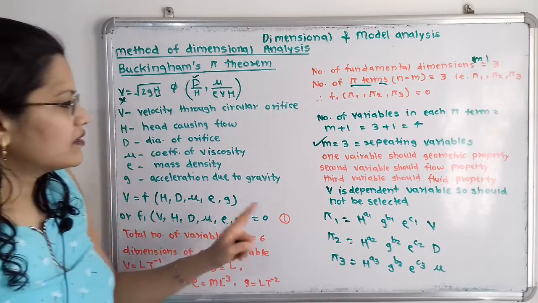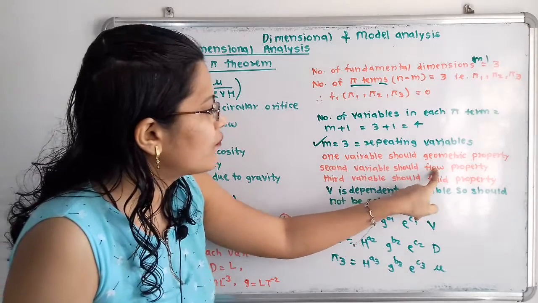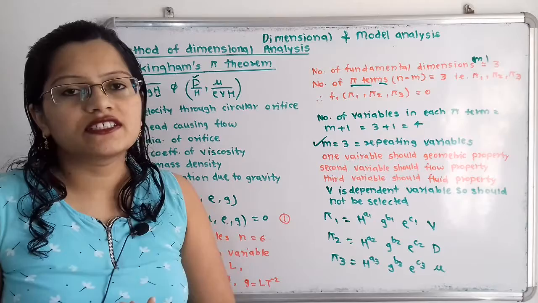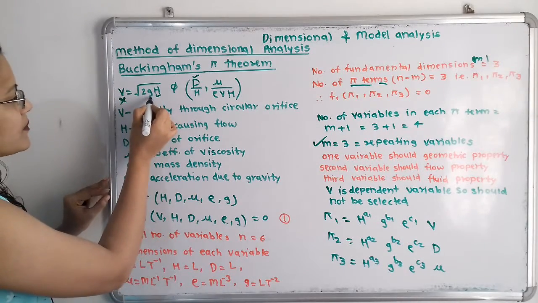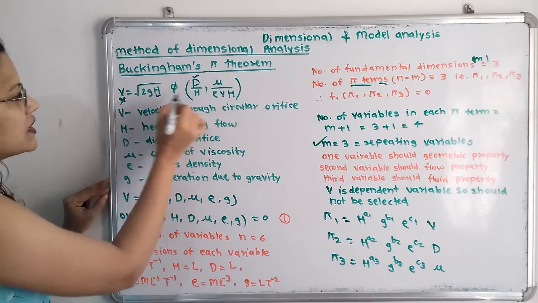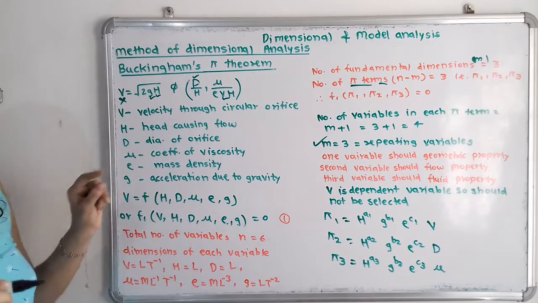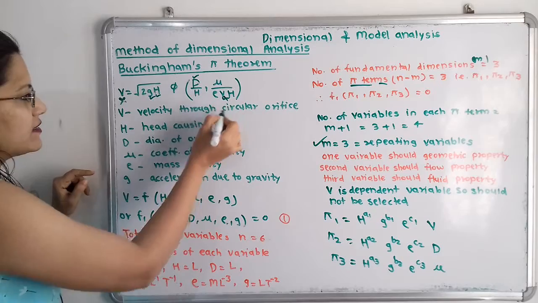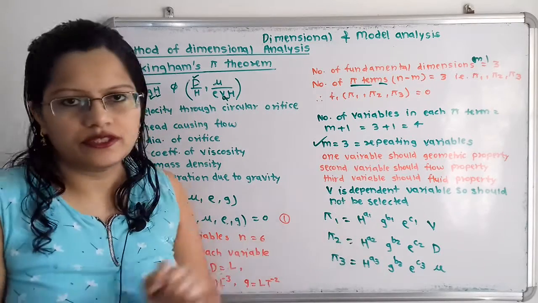Then next, the second variable should be a flow property. So how can we decide here what is a flow property? Flow means, if we observe, acceleration due to gravity and velocity are considered as flow properties. But v is the dependent variable, so it is getting cancelled. So the remaining one is g, so we have to take g here.